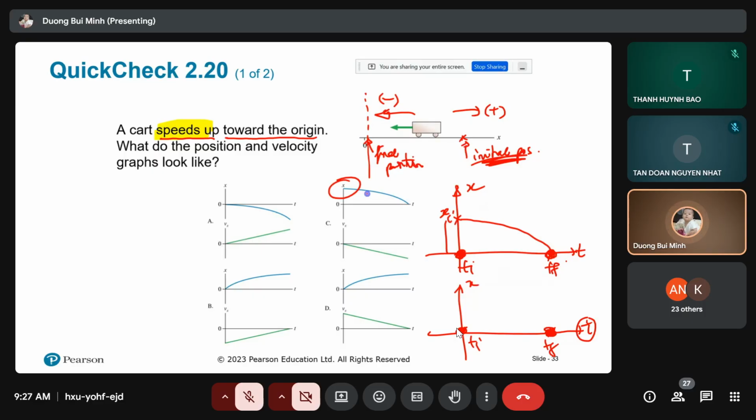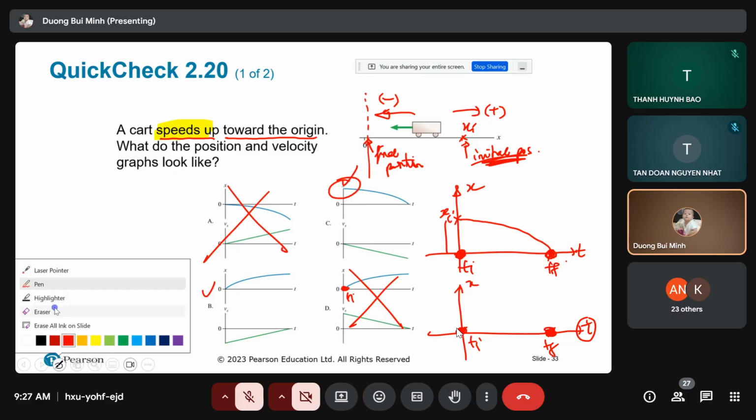If you think about this curve, we can delete this one and this one, because at the beginning, x is 0 is wrong. It's wrong at the beginning here. We have some values of xi here. So we have this one and this one.